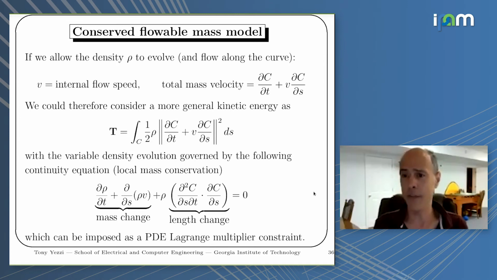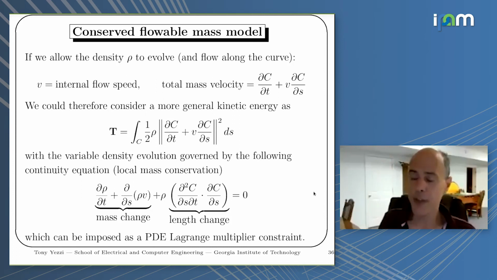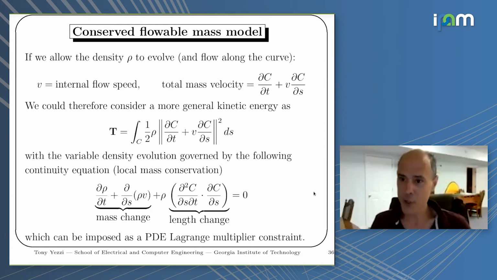In this case, on the case of an evolving curve, it's the density with respect to arc length. Or you could allow the mass to evolve as well. So the mass can change spatially and temporally. And you can even impose, if you want, a conservation of mass.